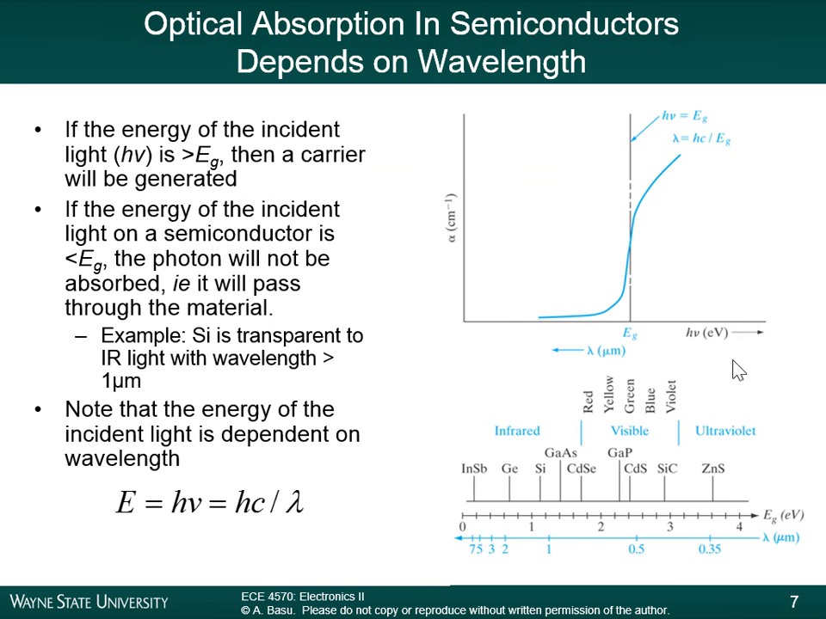We talked about the fact that if you want to generate carriers, the energy of the light that goes into the semiconductor must be larger than the band gap. When that happens, you get a generation event. An electron goes from the valence band to the conduction band, and now the material becomes more conductive because that electron can move around in the conduction band.